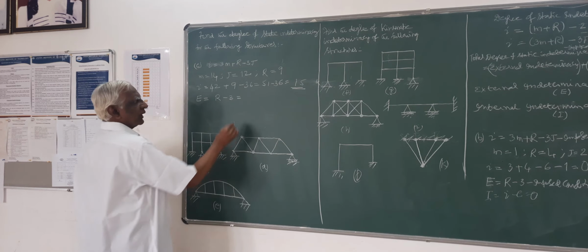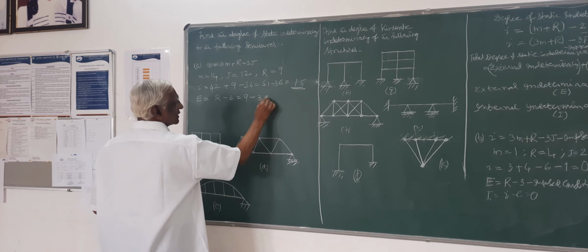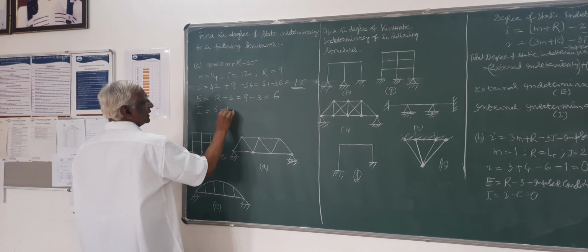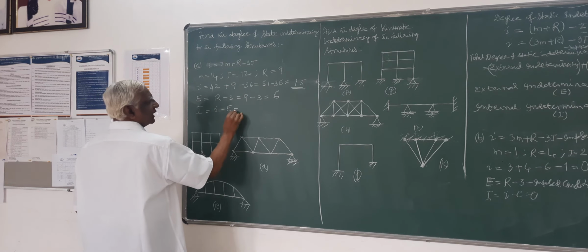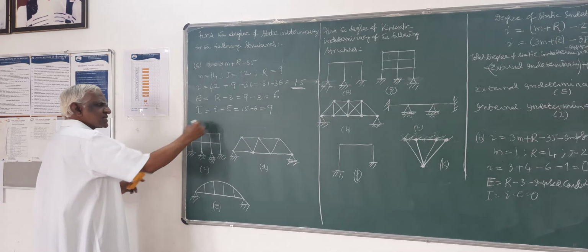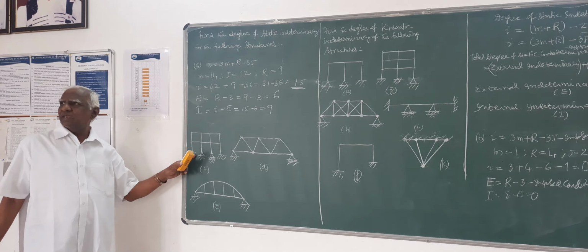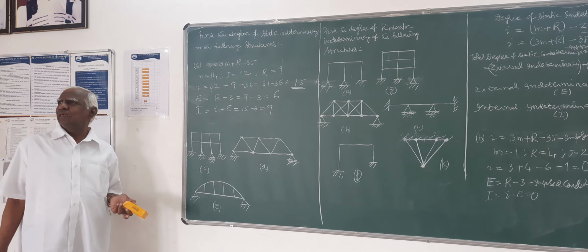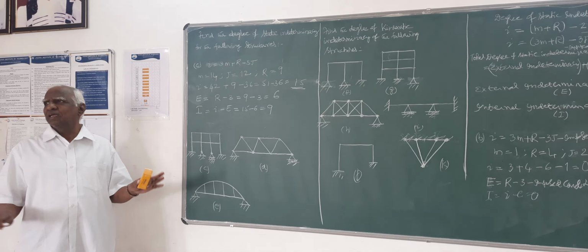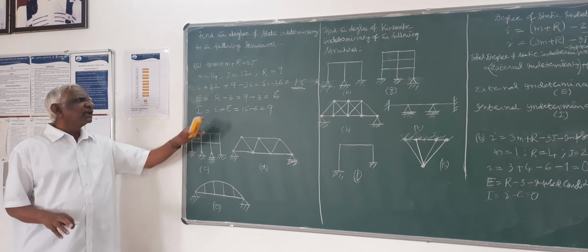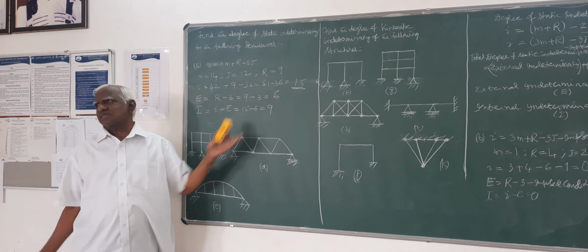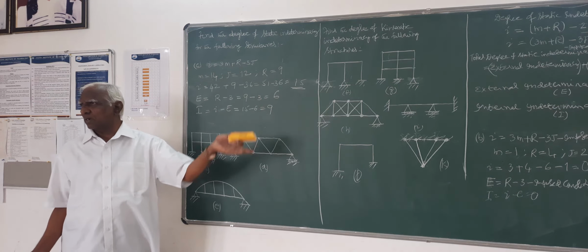So this is r minus 3, that is 9 minus 3, 6, and degree of internal indeterminacy is I minus e, that is 15 minus 6, 9. So this structure is externally indeterminate to the degree 6 and internally indeterminate to the degree 9. Totally, external and internal put together, it is indeterminate to the degree 15. That's all. That's very simple. You have to remember the formula, right?